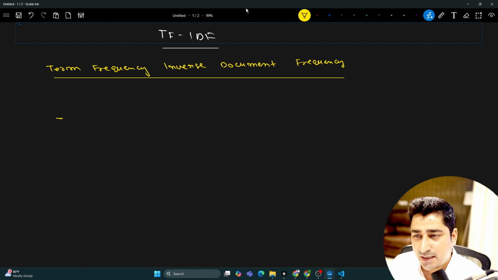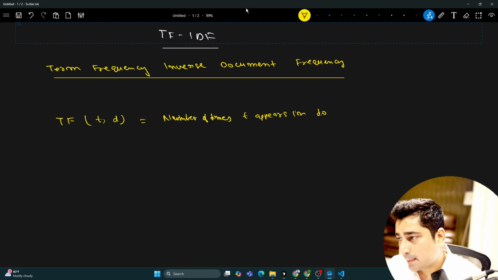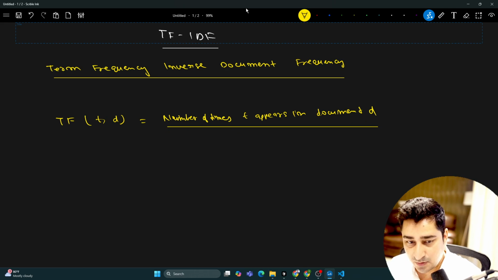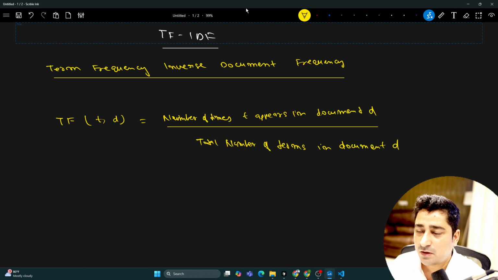Now if I write down the term frequency formula, with t for term and D for document, term frequency says: the number of times term t appears in document D, divided by the total number of terms in document D. So this is what term frequency says.